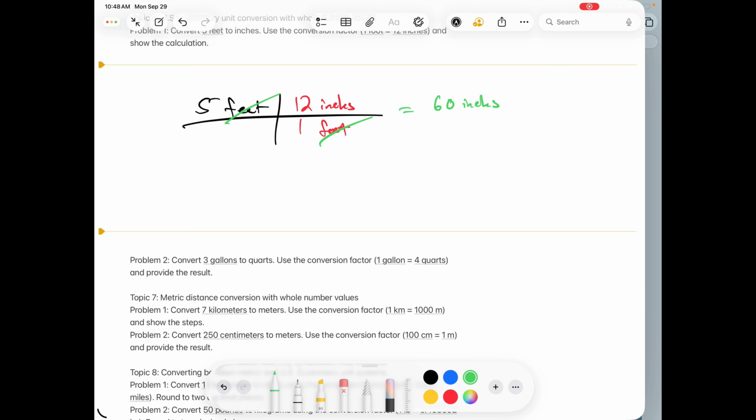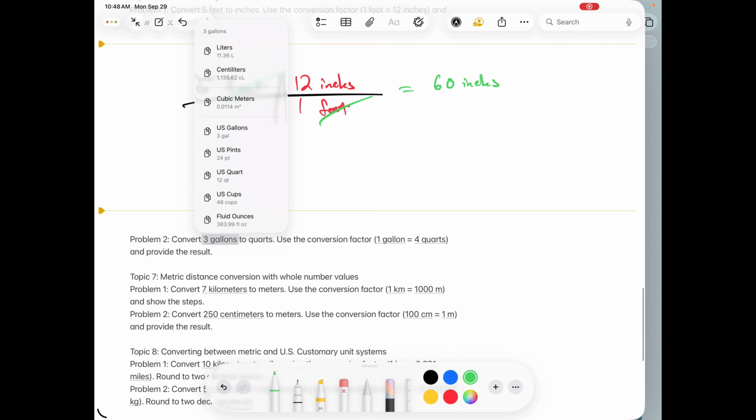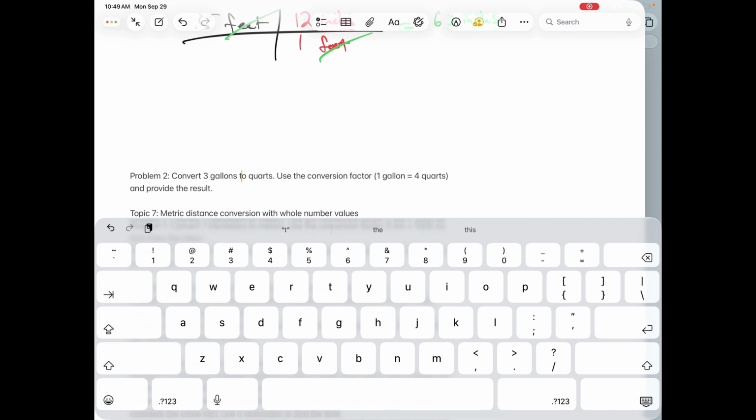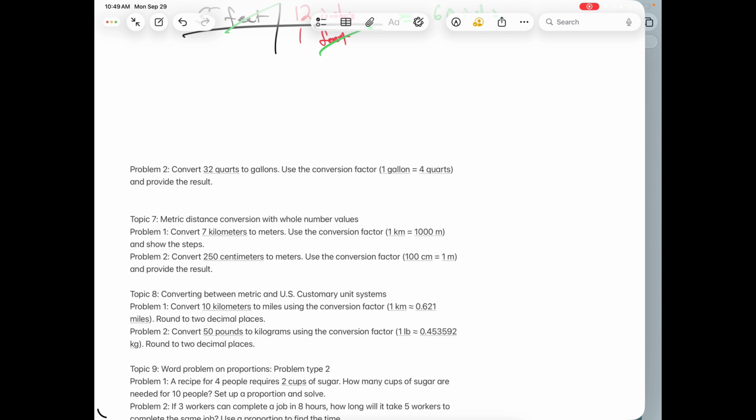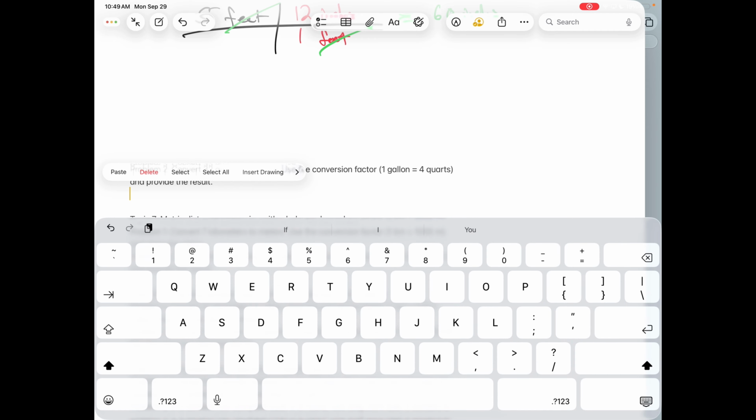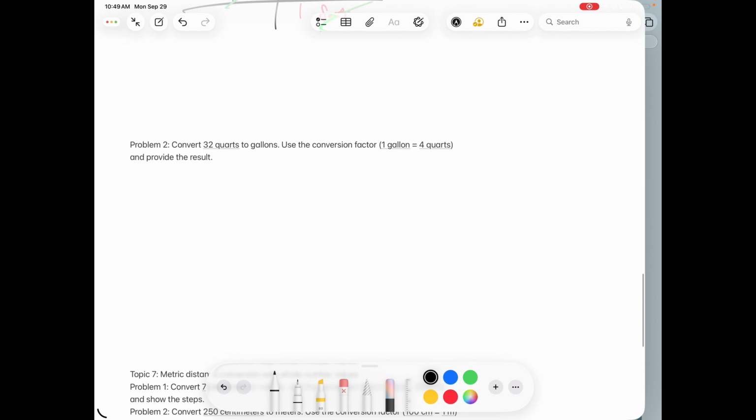We haven't had a divide one, have we? Let's change this problem and get some divide. Oh, look. Apple will just do it right there for me. Let's do 32 quarts, 2 gallons. So on this one, I have 32 quarts, and I'm trying to go to gallons. It gives me the 1 gallon to 4 quarts right there.